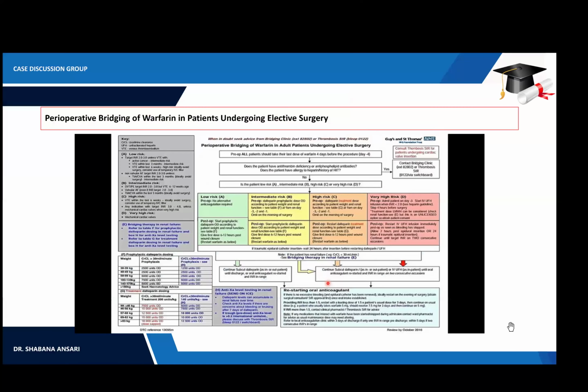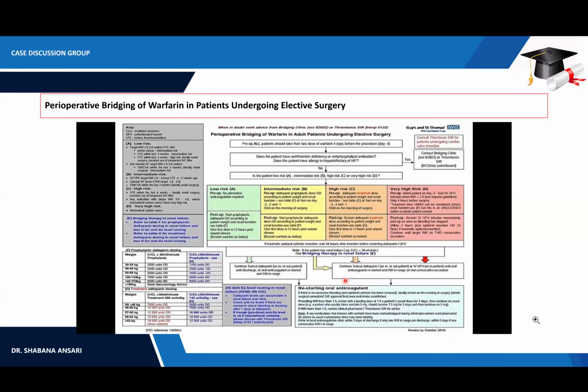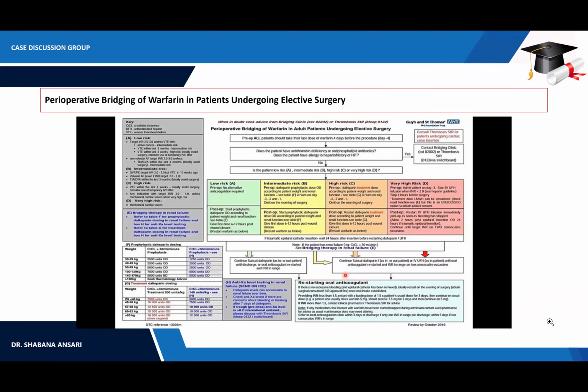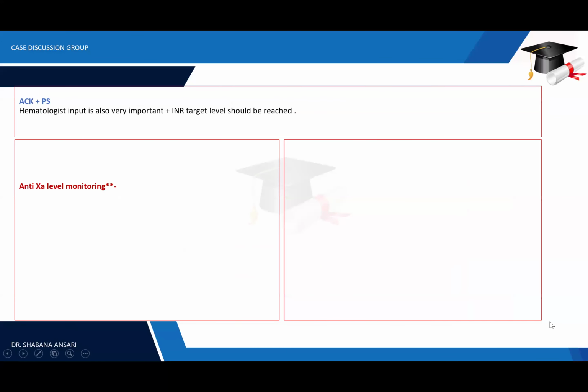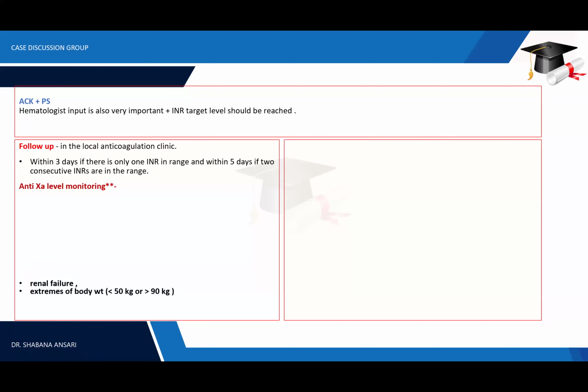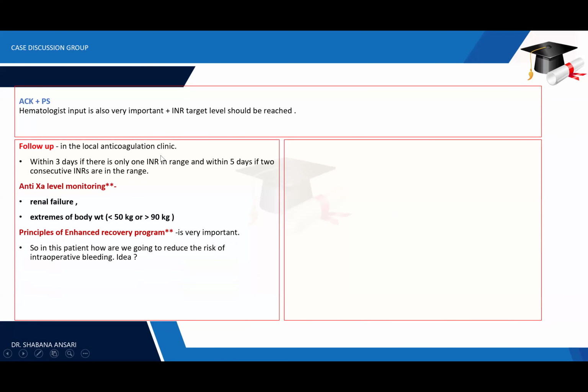Regarding the follow-up, the patient should have follow-up in the local anticoagulation clinic, within 3 days if there is only 1 INR in range, and within 5 days if 2 INRs are in range. All this is given in the box. Anti-10A level monitoring we have discussed, in renal failure cases and extremes of body weight.